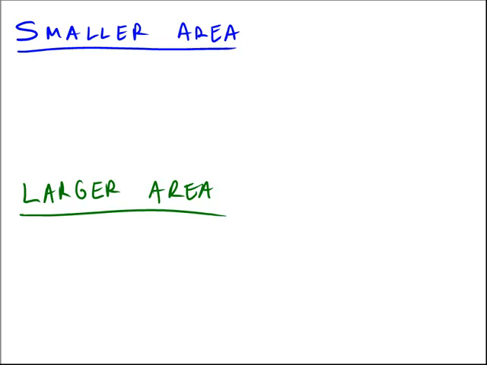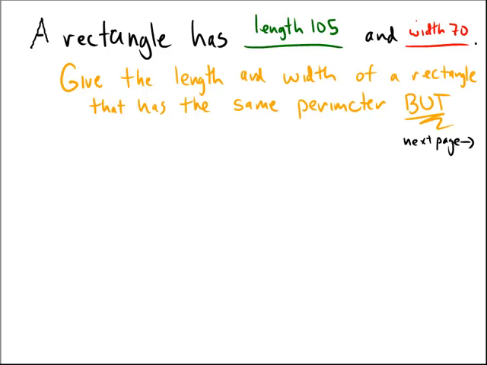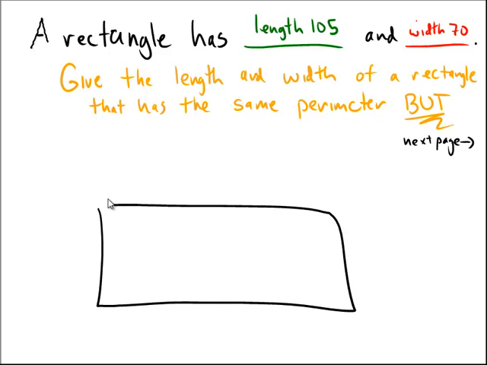Okay, we need a smaller area and we need a larger area based on the constraints of a length of 105 and a width of 70. So this is a non-picture geometry problem, so it would be a good idea maybe to draw a picture and try to understand what's going on. So a rectangle looks kind of like that. Length is 105 and width is 70, right? So it's like a field or a pen that's enclosing something. 105, 70, 105, and 70 all the way around.